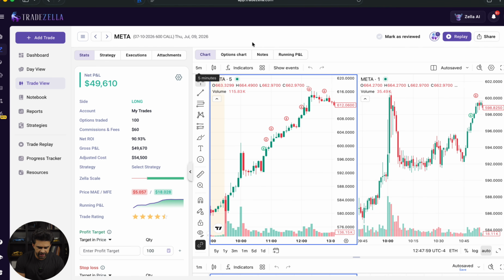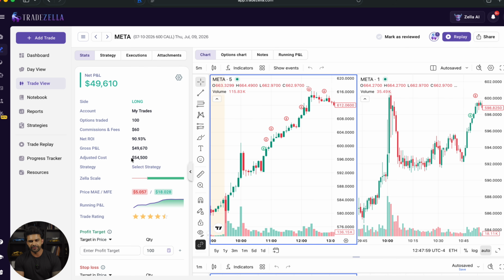So here is a trade I took last week on Meta. The position size was roughly 54,000. I've since then increased my position size, but this was the position size for this particular trade for that week. The net return was 90%, almost $50,000 return on this particular setup.